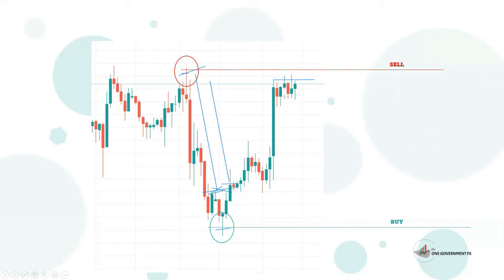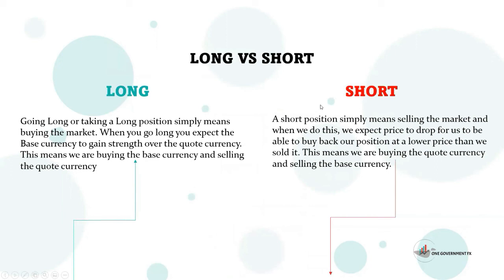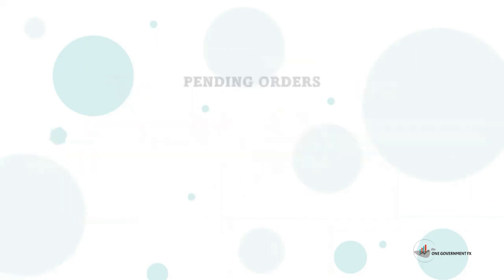It's more or less a general thing, because even in business or in sales, you expect prices to go higher so that you'll be able to sell at a much higher price. Okay, I think we're through this slide. This means we're buying the quote currency and selling the base currency when we go short, or when we sell. So selling and going short, buying and going long, they're all the same thing.